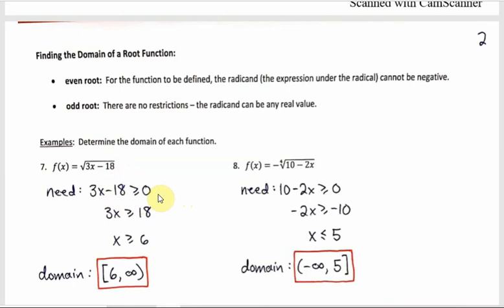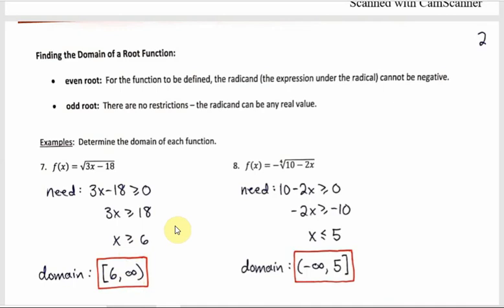So then we just have to solve this thing: add 18 to both sides. You end up here, divide both sides by 3, end up there. Okay, so you need x to be at least 6, or greater than or equal to 6. So the domain should be from 6 to infinity and include the 6 because it's a greater than or equal to, right? So that one's not so bad.